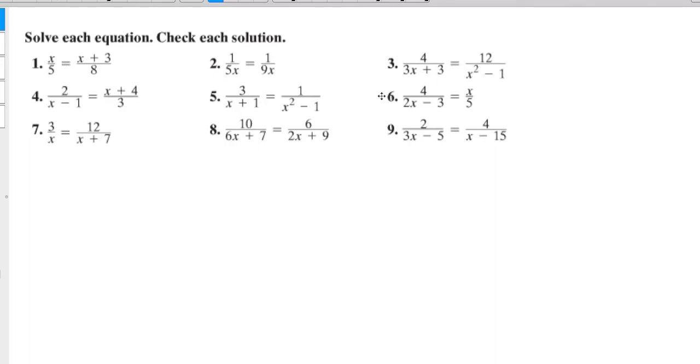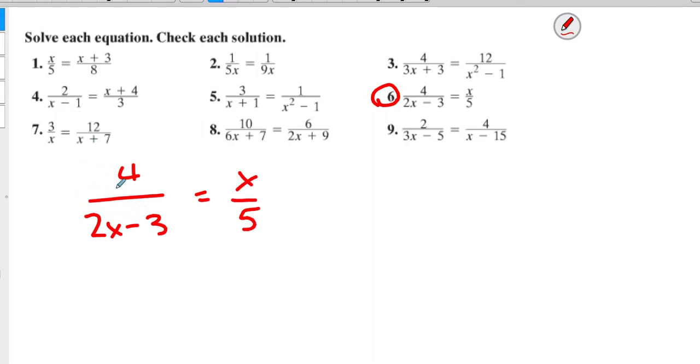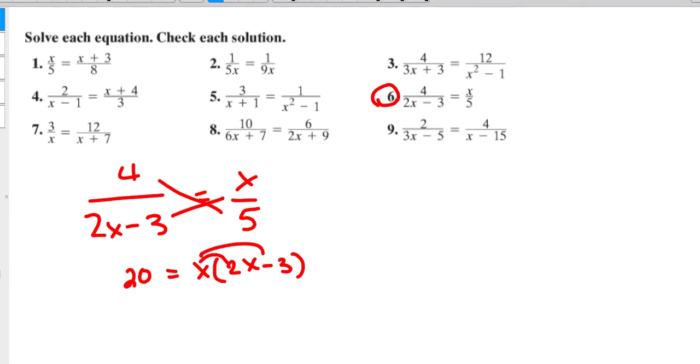Let's do number 6. Okay, so number 6, we have 4 over 2x minus 3 equals x over 5. So we have a fraction equal to a fraction, so you're going to do cross multiplication. So you have 4 times 5 is 20 equals x times the expression 2x minus 3. And remember, it's better to put that in parentheses so that you remember to distribute that x to both terms.